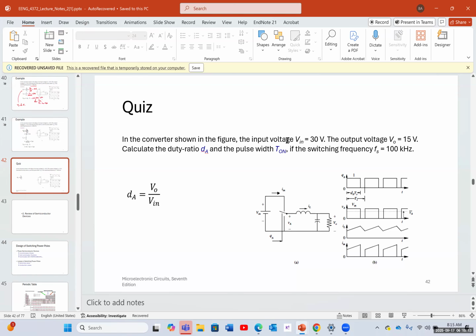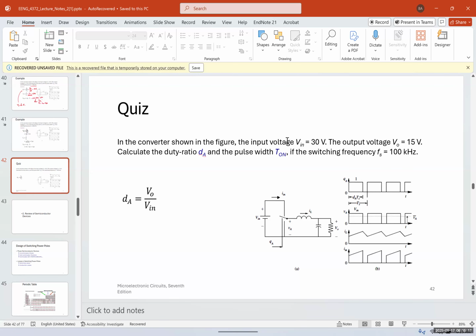We started today's class with a small quiz, and I'll post the quiz for online students as well. I'm going to go ahead and solve this quiz.